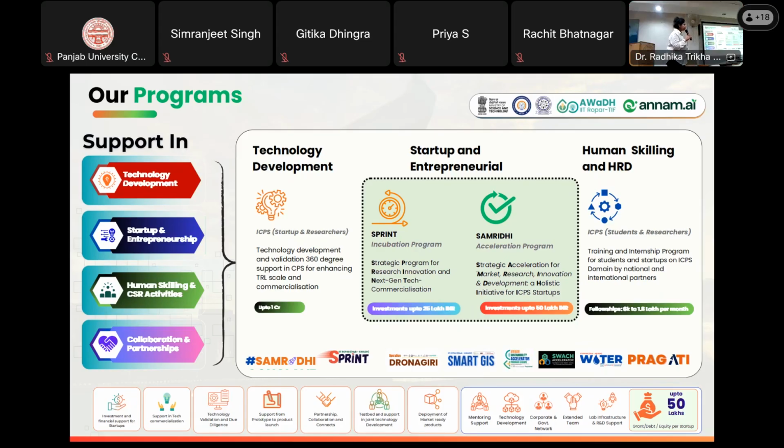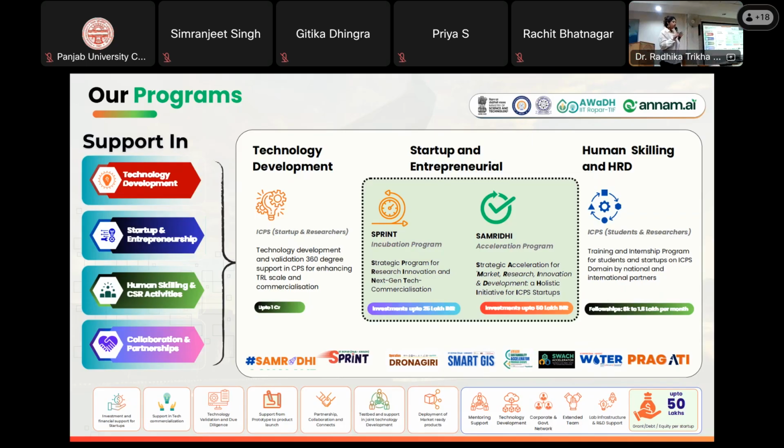Other than that, if you're interested to know what cyber physical systems are all about, what artificial intelligence is, and how you can integrate it, then we have a number of skilling programs on offer. We also take up a number of interns who come and sit with us, learn about all these emerging technologies, and implement them in their projects and in their startups. So this is the 360-degree support that we are providing.